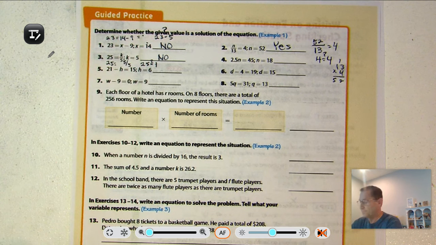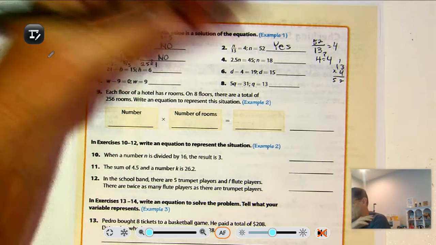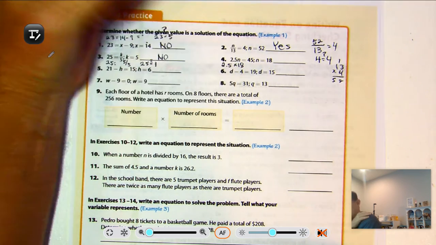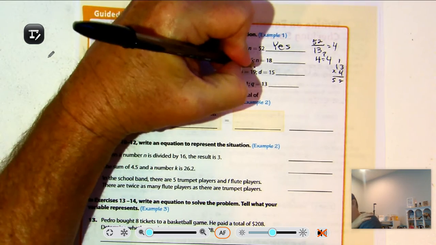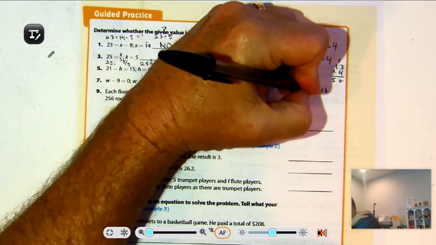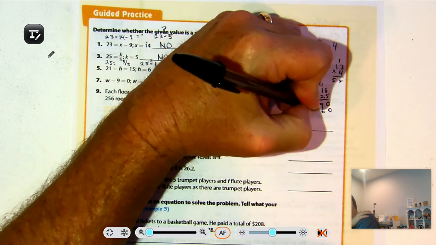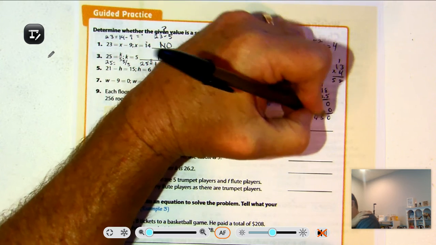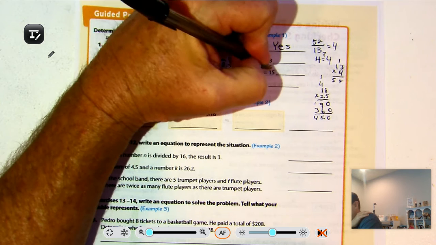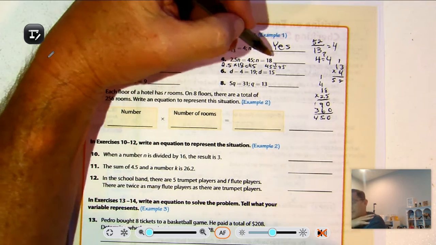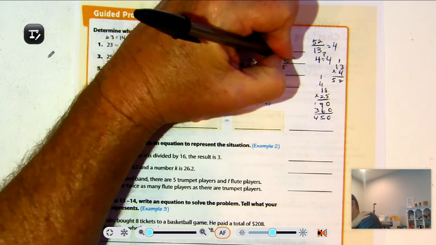Number 4, 2.5 times some number is 45. And we need to multiply by 18. So we're going to substitute 18 for n, and we're going to see if that's equal to 45. So 18 times 2.5 is 45. So 45 does equal 45. So n equals 18 is a solution for the equation.